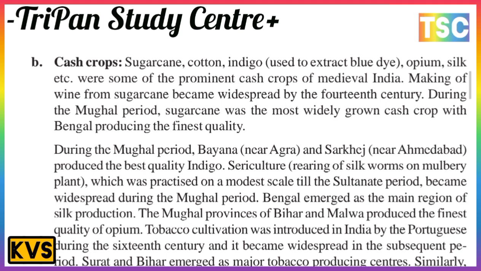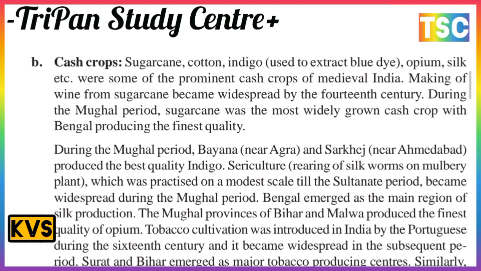This is the most important. During the Mughal period, Bayana near Agra and Sarkhej near Ahmedabad produced the best quality of indigo. Sericulture is the rearing of silkworms on mulberry plants, which was practiced on a modest scale till the Sultanate period and became widespread during the Mughal period. Bengal emerged as the main region of silk production.